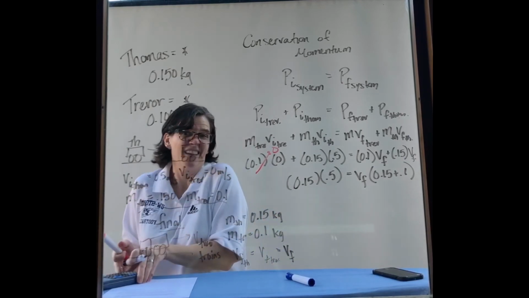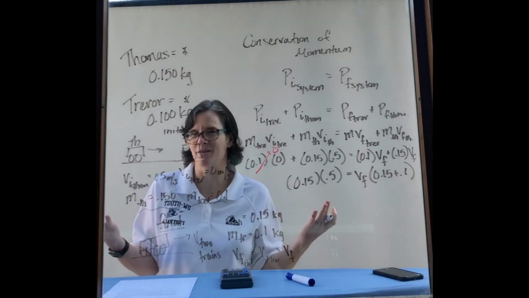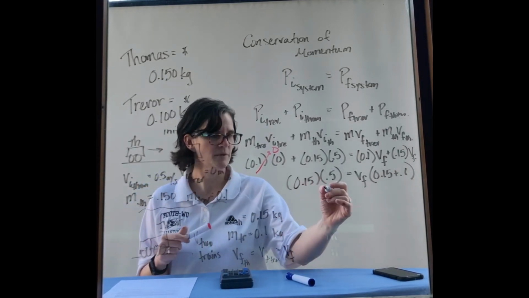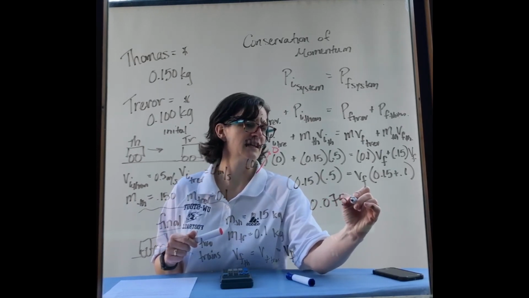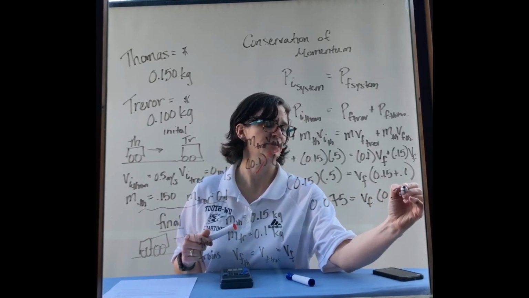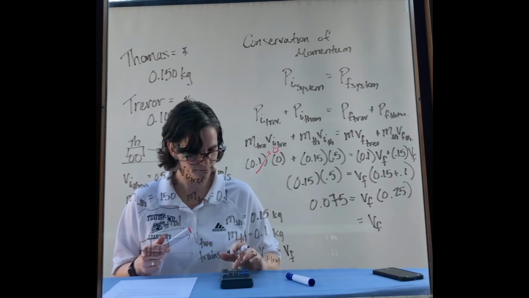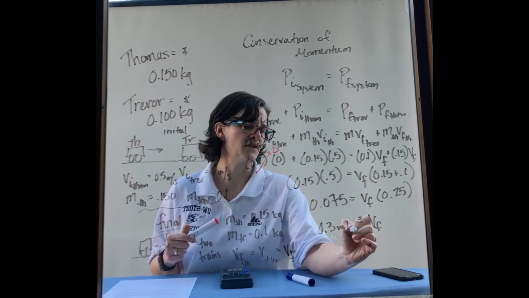So now all I have to do is solve for V final, which is the velocity of the two trains moving off together, what we were going after in the beginning. So we have 0.15 times 0.5, 0.075 is going to equal V final times 0.25. So my final velocity of the two objects is 0.3 meters per second.